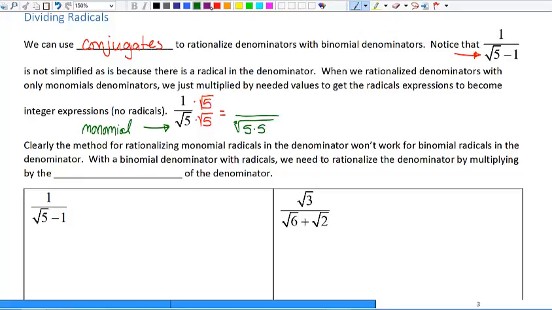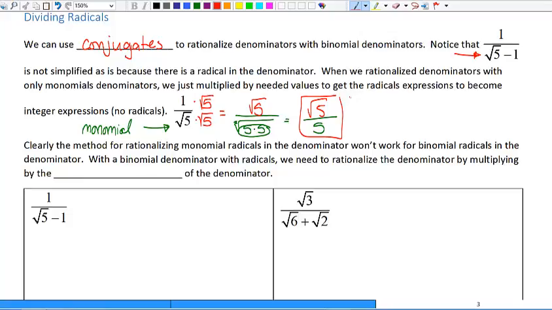So let's take a look at this denominator more carefully. The square root of 5 times 5, the 2 5s get to go out of the house, and you have nothing left inside the house. So we've successfully made this monomial radical in the denominator to be an integer. So then I finish up the top by multiplying by the square root of 5, and I get square root of 5 divided by 5.